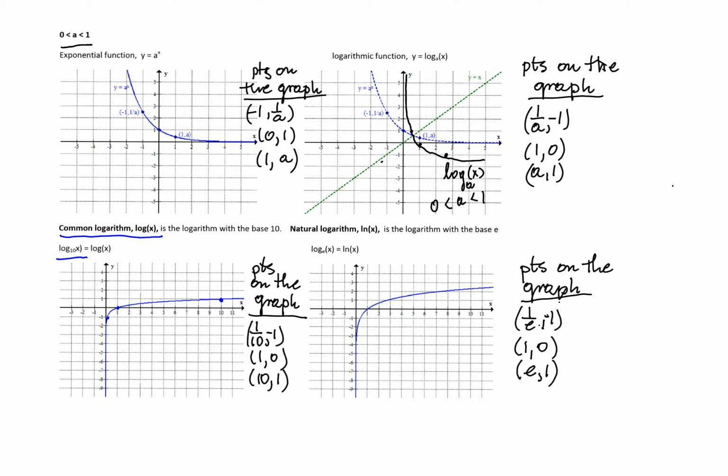And the other logarithm, very important, is the natural logarithm. It has its special notation. It's denoted ln of x. This is logarithm with the base e. This is the inverse of the natural exponential function. And as before, since the base is greater than 1, the graph will have the shape of that for a greater than 1, and the points are (1/e, -1), (1, 0), and (e, 1). Remember that e is that irrational number close to 2.7.